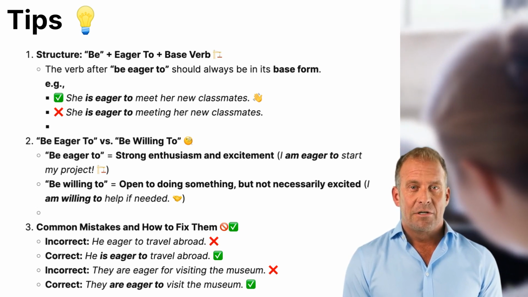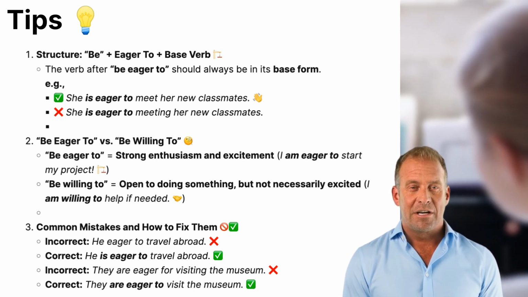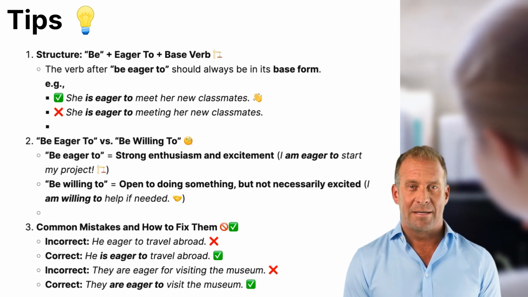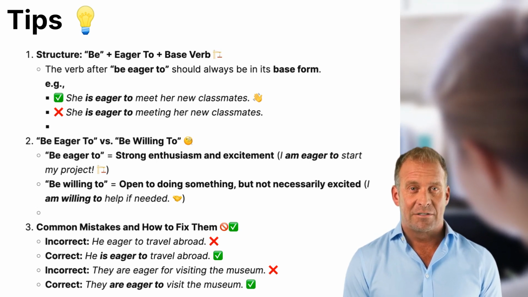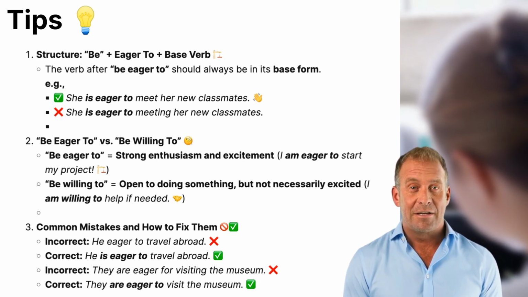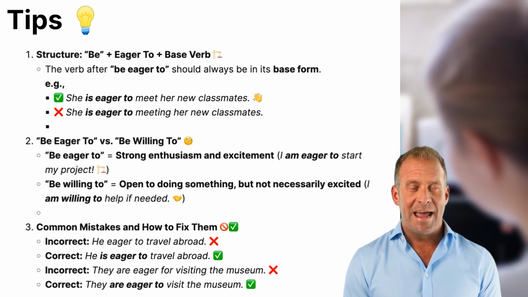Correct: She is eager to meet her new classmates. Incorrect: She is eager to meeting her new classmates. More examples: he is eager to start his new job. They are eager to attend the concert. Always remember to use the base verb after be eager to.